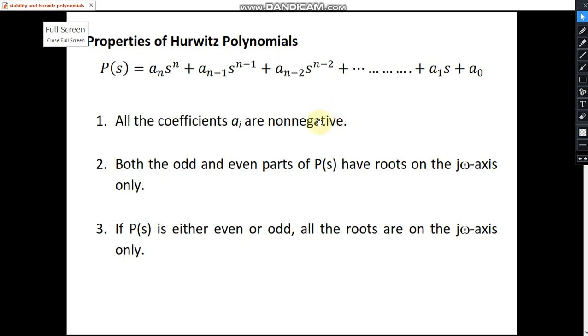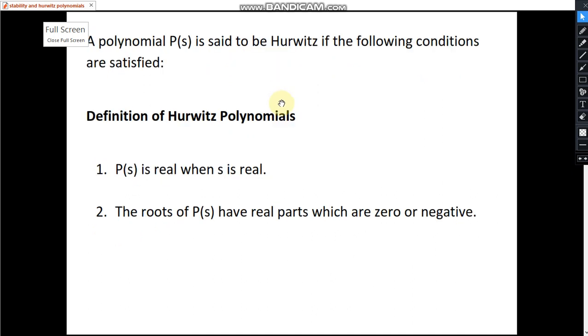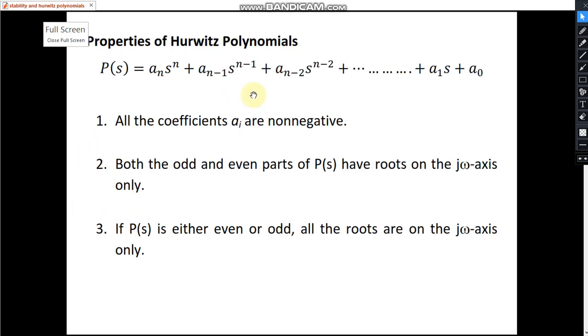This is how to find out whether a given polynomial is a Hurwitz polynomial or not. For example, a polynomial is given and it is desired to test its Hurwitzness, to find out whether it is Hurwitz or not. In some situations we do not go into the details. So we have some properties.